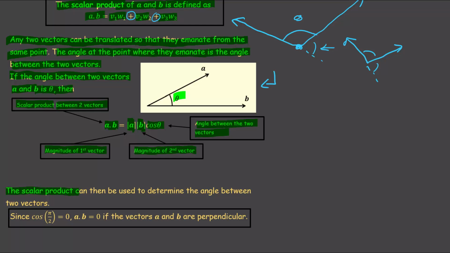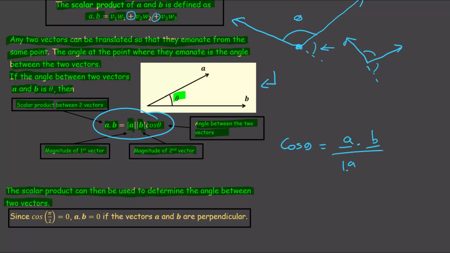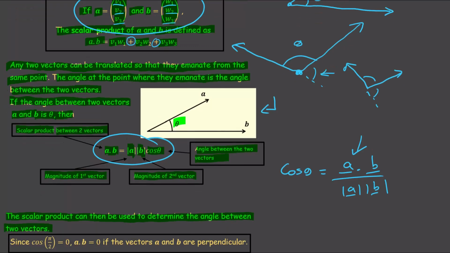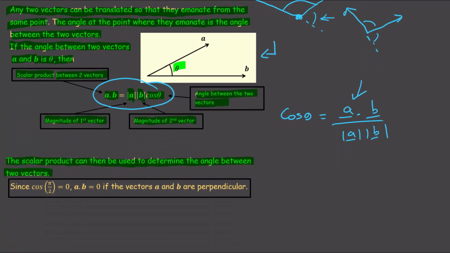The scalar product can then be used to determine the angle between two vectors. And that's because we can rearrange this to give us cos theta is A dot B divided by mod A mod B. And if we have the information like this to calculate the top, then we know everything on the right hand side, can calculate cos theta and then get theta.